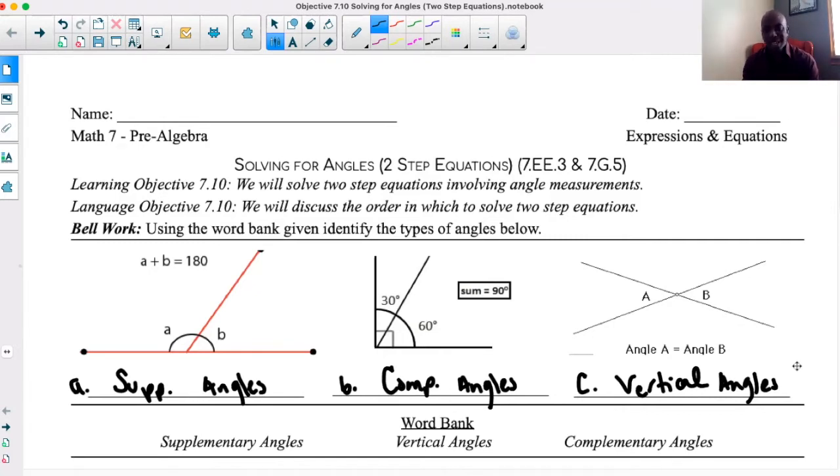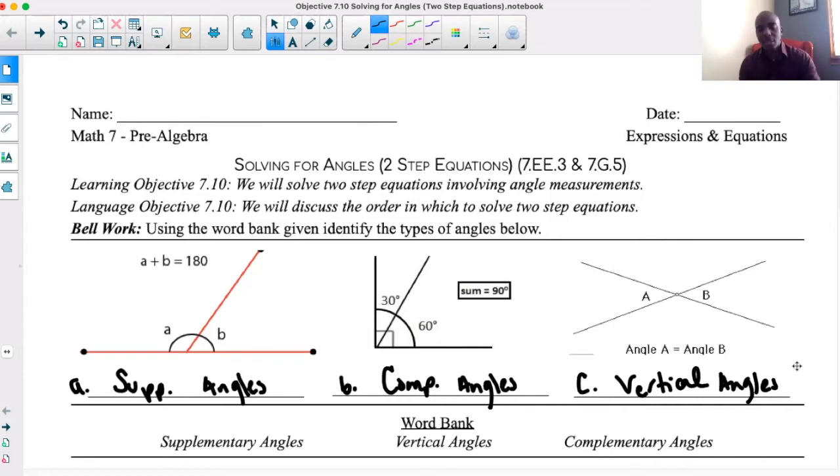Once again, two angles added together that equal 180 make a straight line; that's supplementary. Two angles that make a right angle are called complementary. And two angles that are opposite of one another when two lines cross are called vertical angles, and they are always going to be the same measurement.